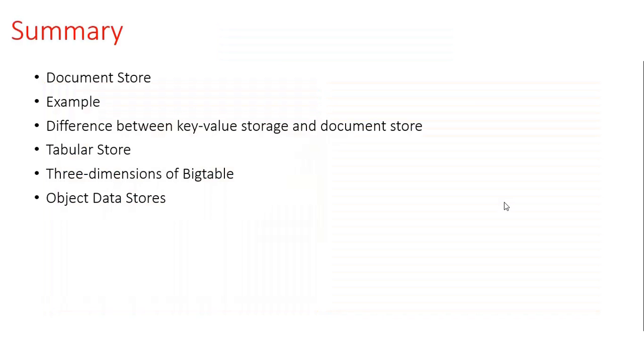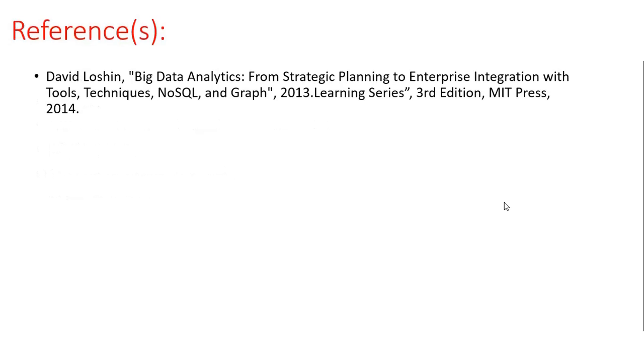In this session we have learned about the document store example, the difference between the key-value store and the document store, then the tabular store, the three dimensions of Bigtable under the tabular store, and finally the object data store. So in total we have learnt about four different types of data stores: key-value store, document store, tabular store and object data store. Thank you.